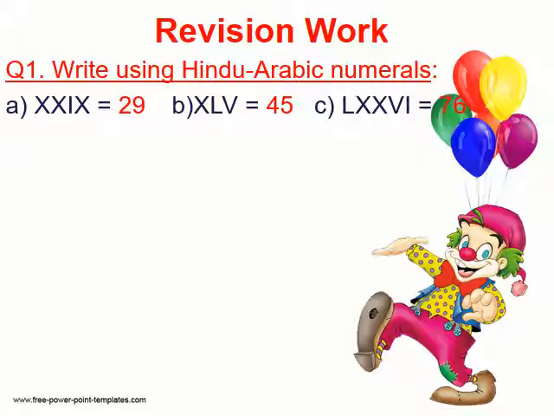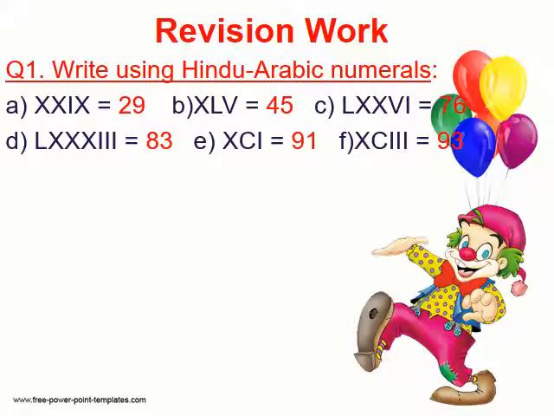Now let's come to the C part. Here in the C part we have L, X, X, V, I. Now we know that the value of L is 50 and the value of X is 10 and since the smaller Roman numeral I is written on the right hand side of the larger Roman numeral V whose value is 5, what we are going to do is 50 plus 10 plus 10 is equal to 70, plus 5 plus 1 is equal to 6. So 70 plus 6 is equal to 76. So the value of the Roman numeral LXXVI is equal to 76.